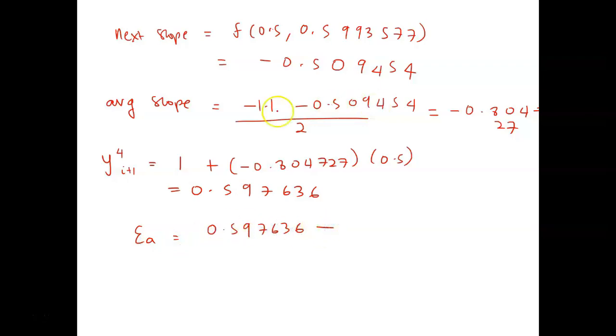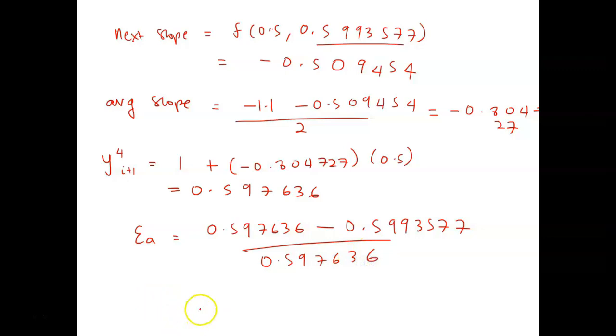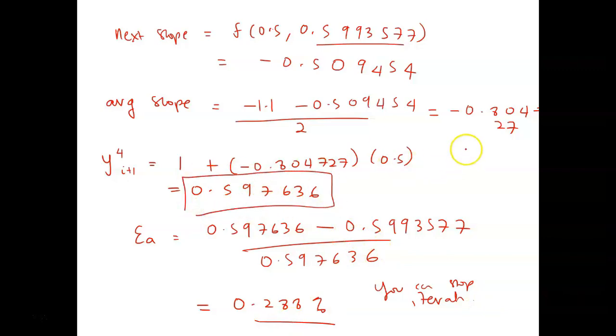0.597636 minus the previously calculated value of this, 0.599357, divided by 7636. So your EA is finally less than ES. So you can stop the iteration, and your final answer for Y is this.